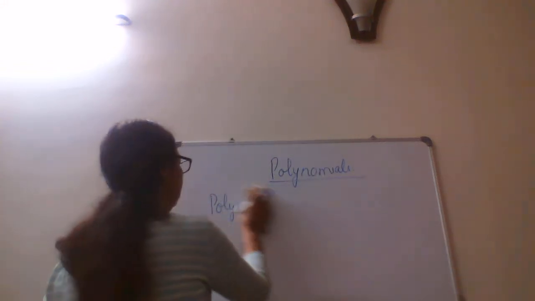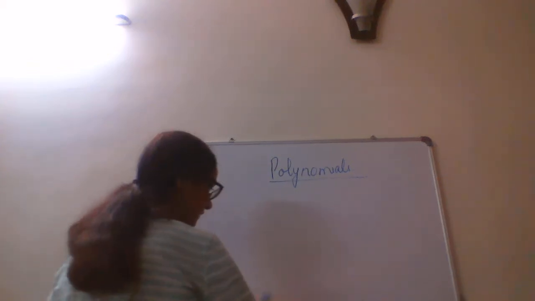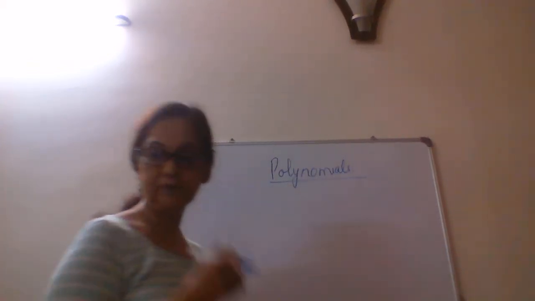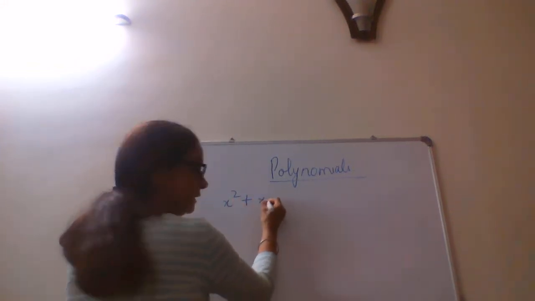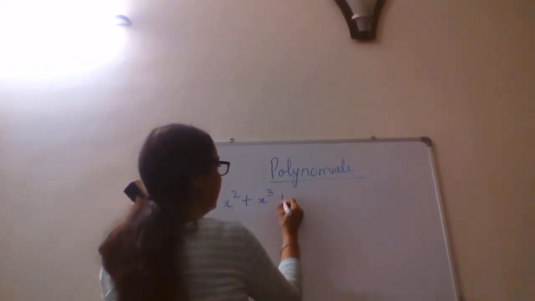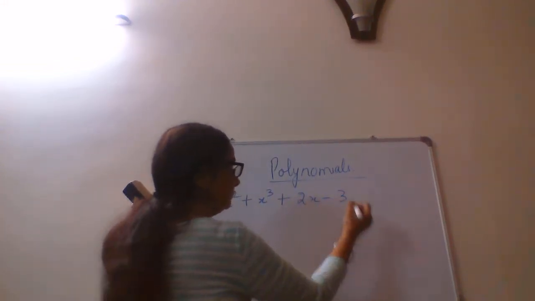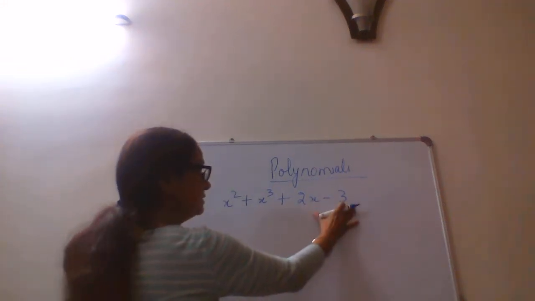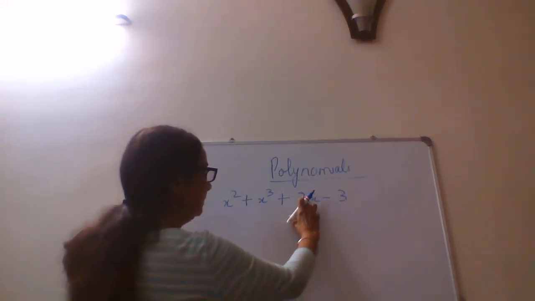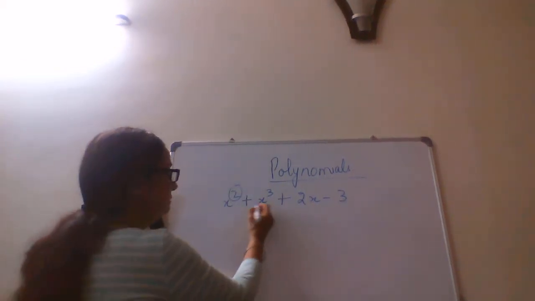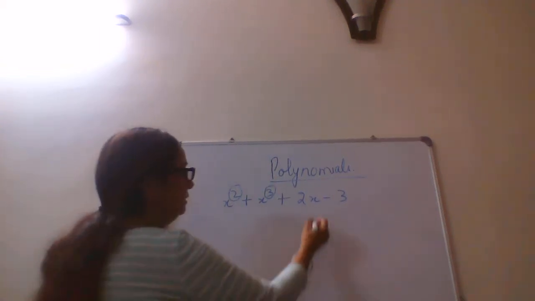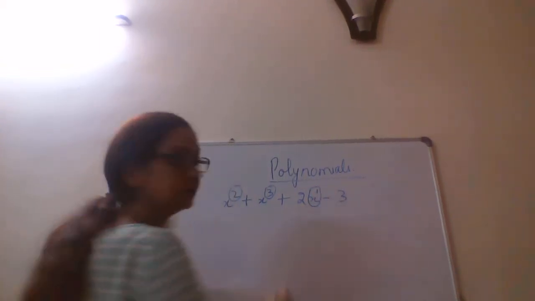Now I am going to give you some examples to make this clear to you. Take x square plus x cube plus 2x minus 3. This is the algebraic expression. You can see the variable here is x. Now, what is the power of x here? In the first term the power is 2, in the second term the power is 3, and in the third term the power is 1. If we don't write anything, it means it's 1.